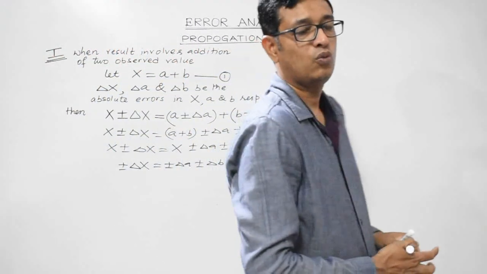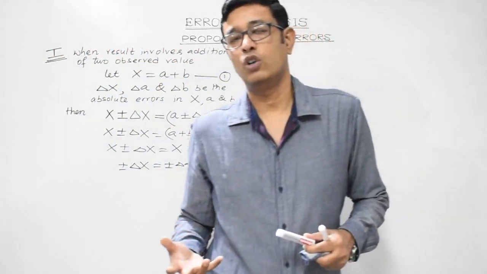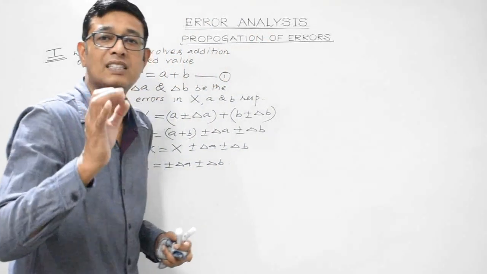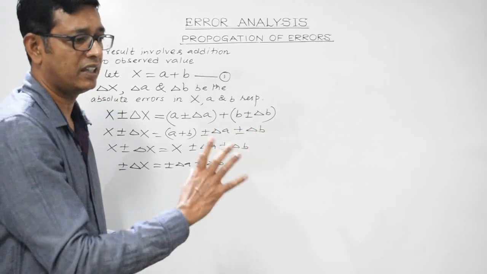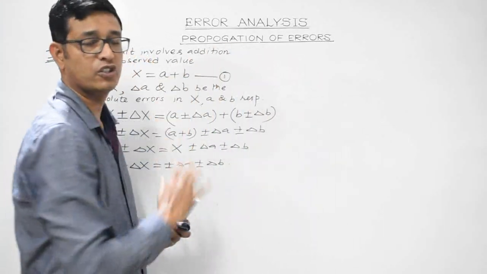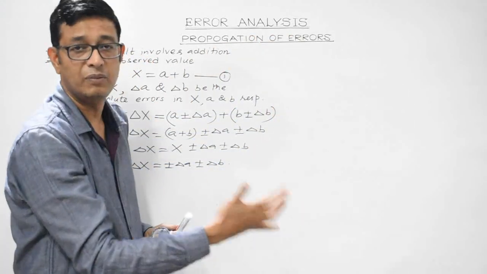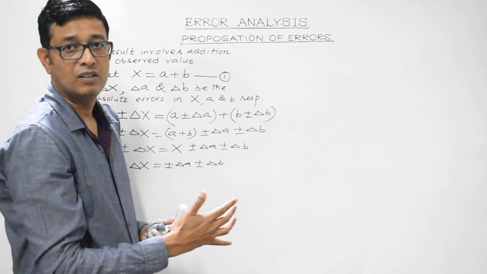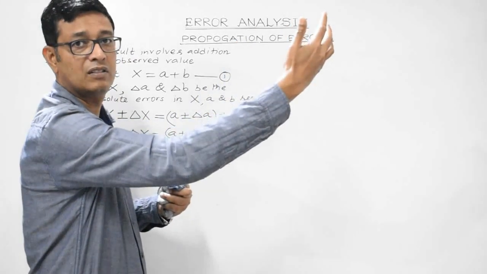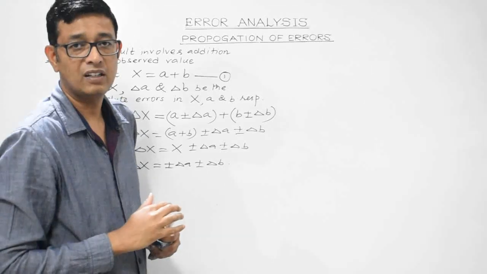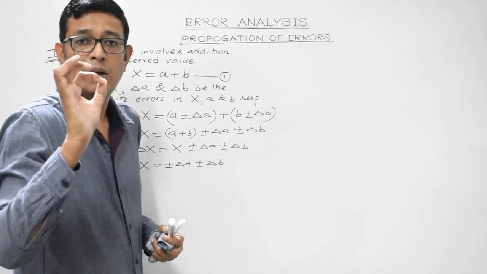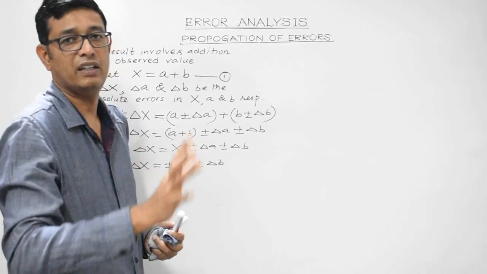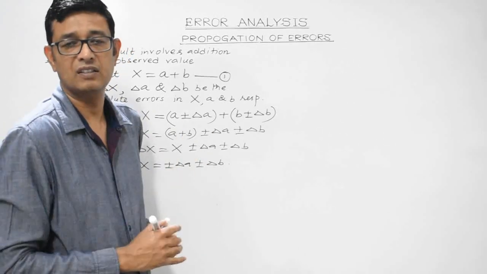Now students, while dealing with errors, we always consider the maximum permissible error. In any measurement we say the maximum error can be this much. So that provides us a limit, beyond which the error cannot take place, right? So while dealing with errors, we always consider maximum permissible error. That is the most logical thing.